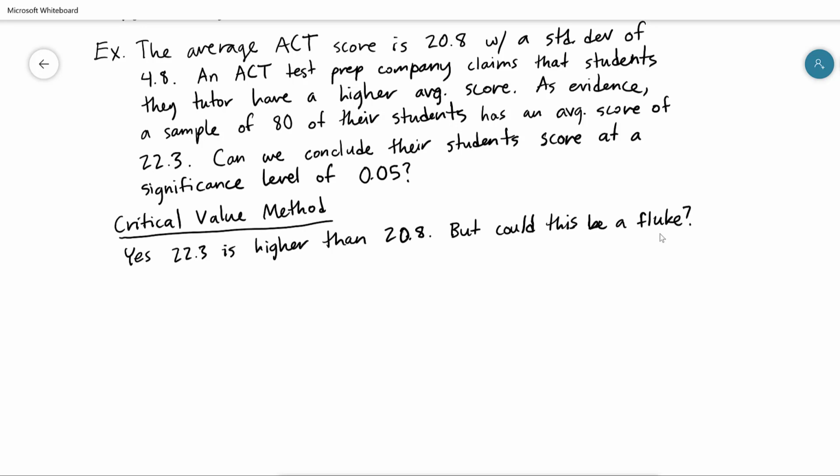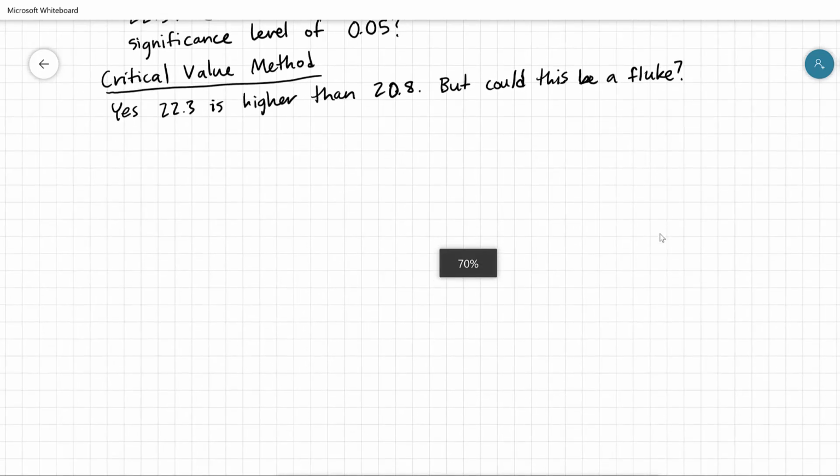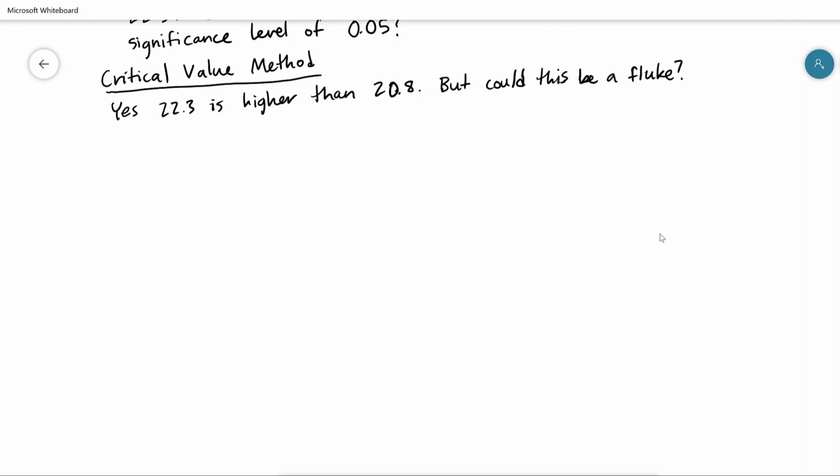Okay, so the process to figure all of this out, I'm going to outline it here. Let me draw a picture, because this is the easiest thing to assume. We start off all of these tests by assuming that the null hypothesis is true. So we need to set up our null hypothesis. We saw this last time. This is always the initial assumption.